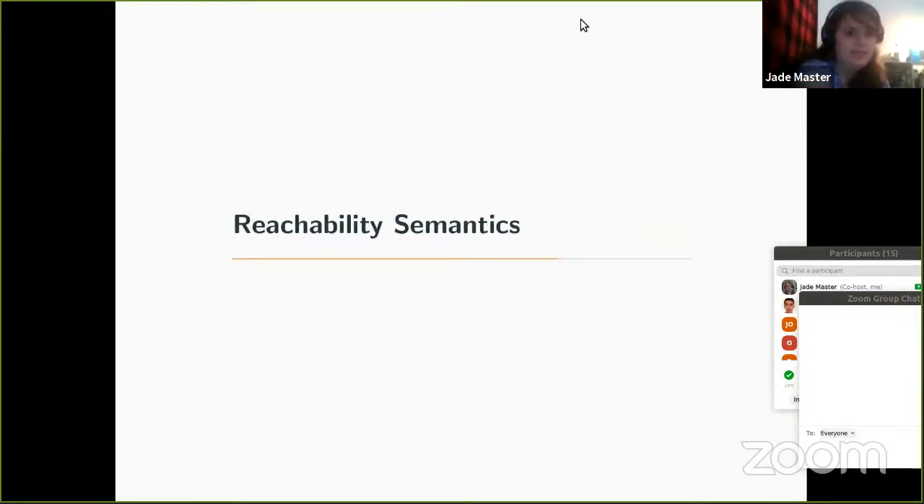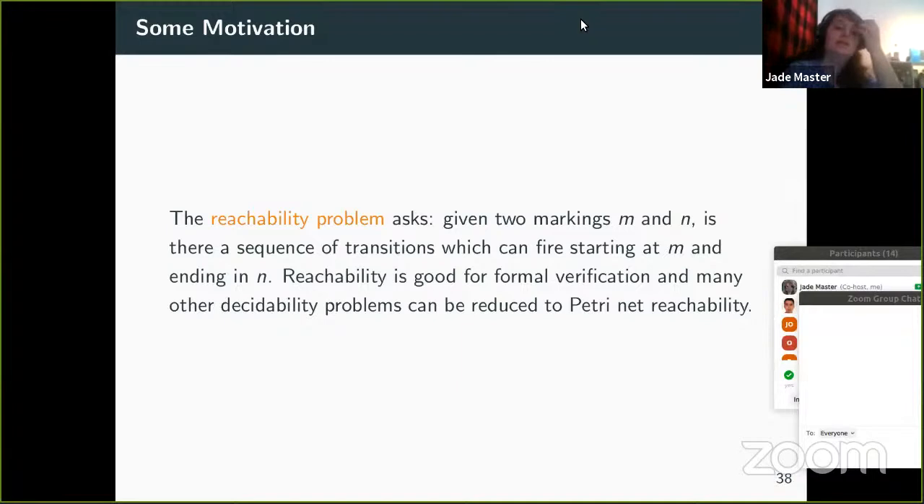Okay, so now I'm going to switch gears a little bit and talk about a different sort of functor out of open Petri nets called the reachability semantics. So the reachability problem asks, for a Petri net and two markings of the Petri net, which is an assignment of tokens to each place: is there a sequence of firings which takes the first marking to the second? And the reason why people care about reachability is if your Petri net is representing some process or program that you care about, reachability is the same as asking, does your program run, or does your process reach the intended goal?